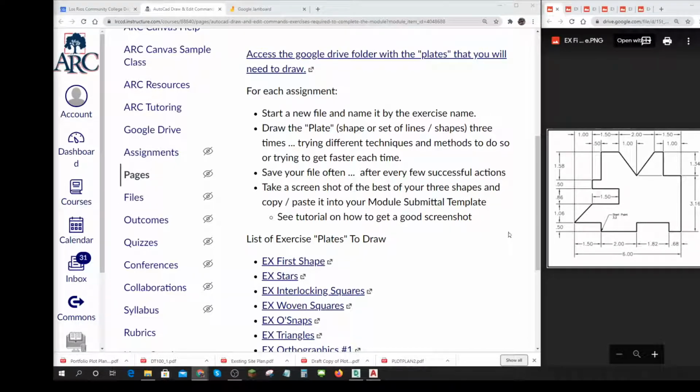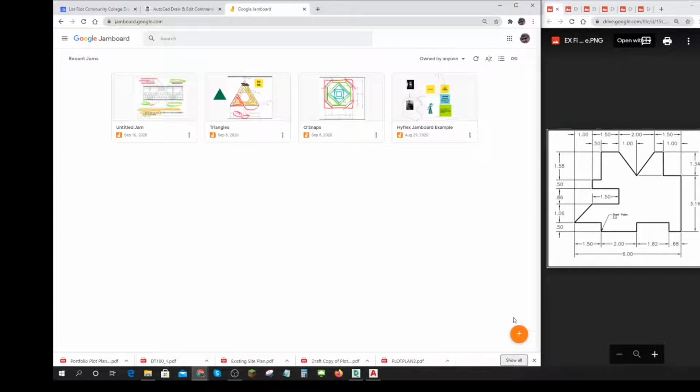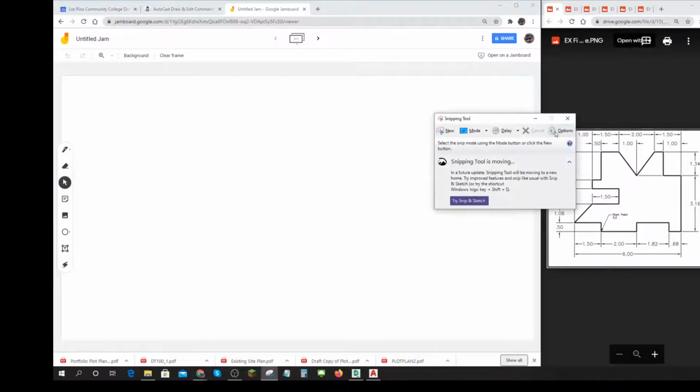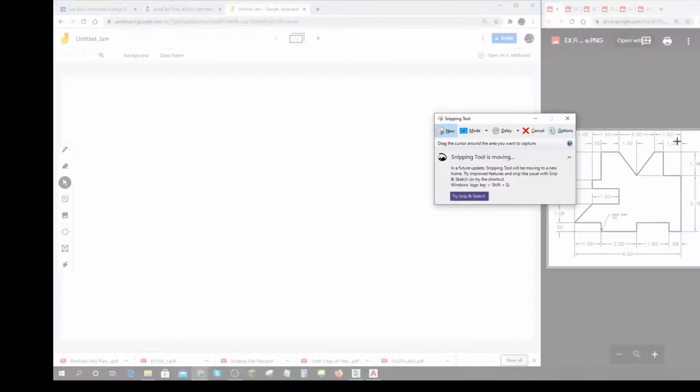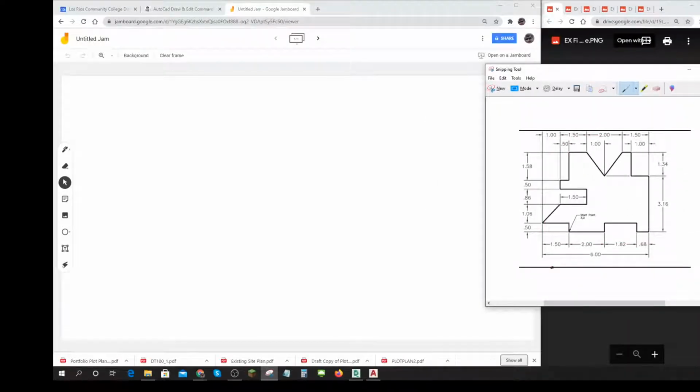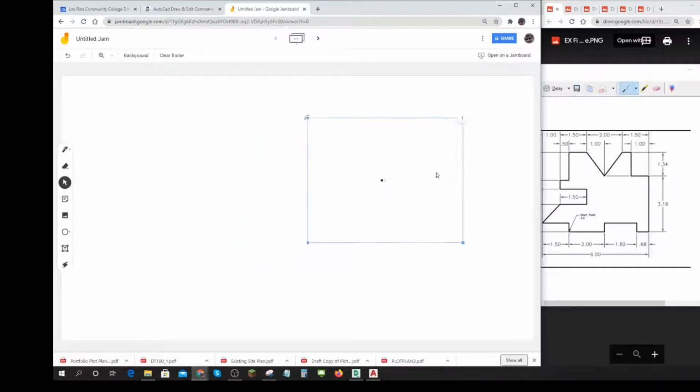So I'm just going to buzz through these, and that's going to be the lecture today. But I'm going to do it in a slightly different way. I'm going to look at first shape, take a snip of that first shape, and put it on the Jamboard.